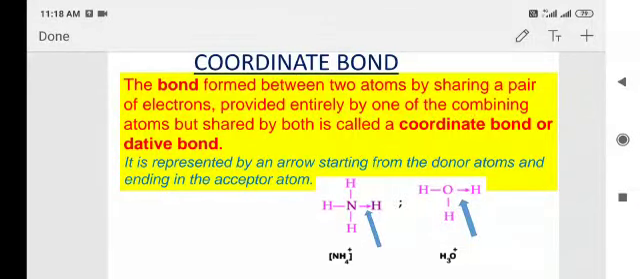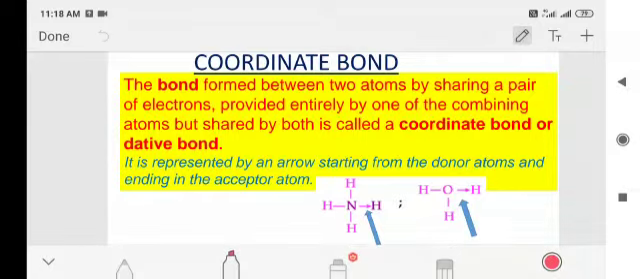Good morning, children. Today, let us discuss coordinate bond, the coordinate covalent bond. It's a bond formed between two atoms by sharing a pair of electrons provided entirely by one of the combining atoms, but shared by both, is called a coordinate bond or dative bond.